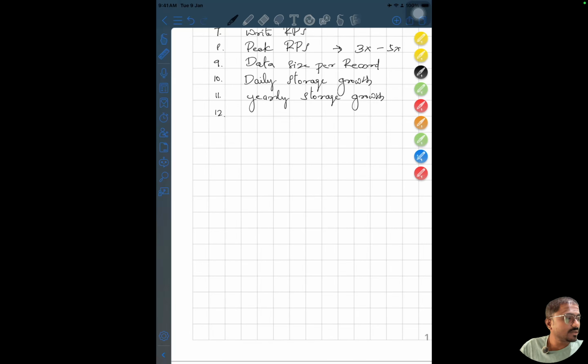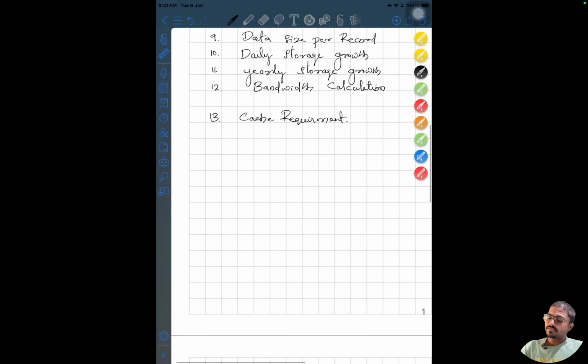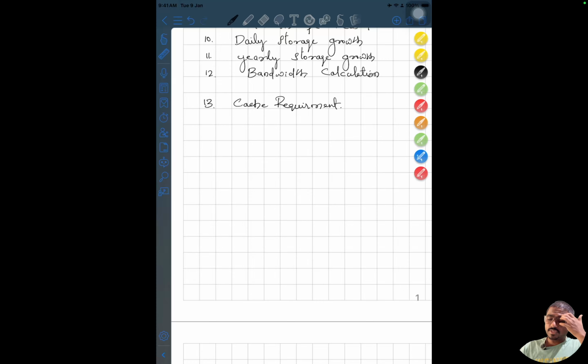When it comes to bandwidth calculation, it is the bandwidth that we need to serve each request from the servers. So each read request and write request, even during the peak as well, all these things will be considered. And then the 13th point is cache requirement. Any request that comes to the server, you don't have to hit the DB every time. If it is there in the cache, usually a very famous one is Redis, the system can serve it very fast. That is the cache requirement.